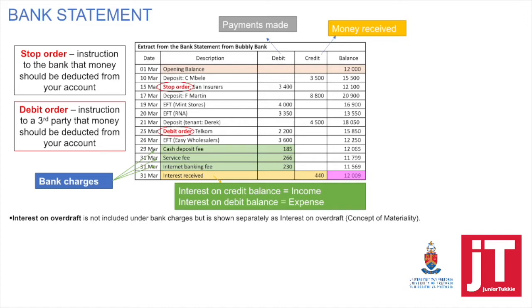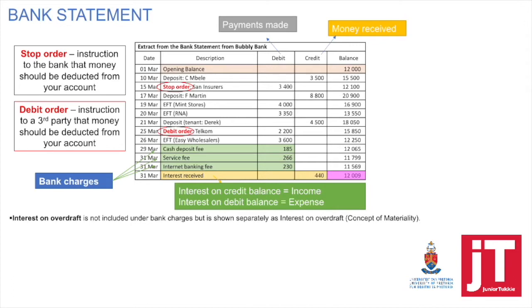Interest on overdraft must always be shown separately from your bank charges. There's a difference between a stop order and a debit order. Stop order means an instruction to the bank. A debit order is an instruction to a third party. Both of them have the same in common. Money is deducted from my account.